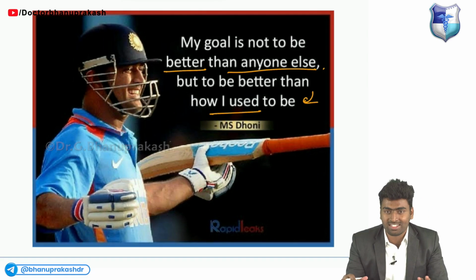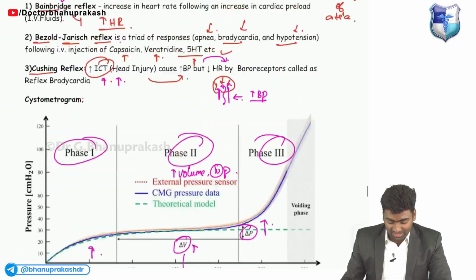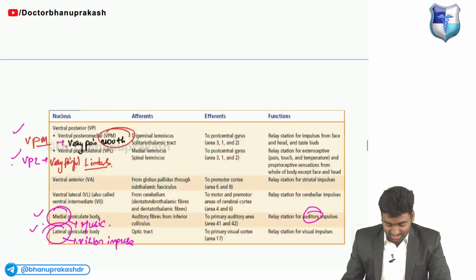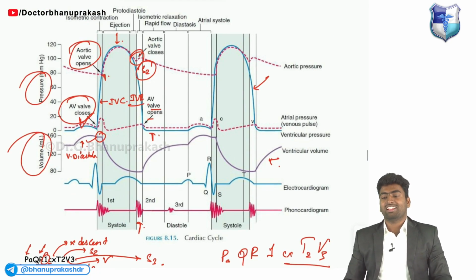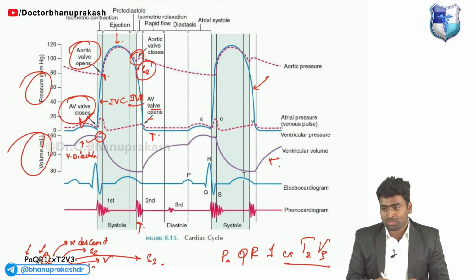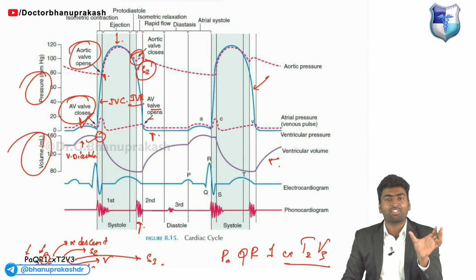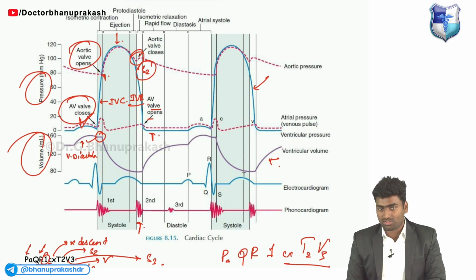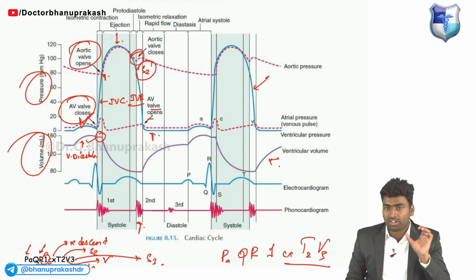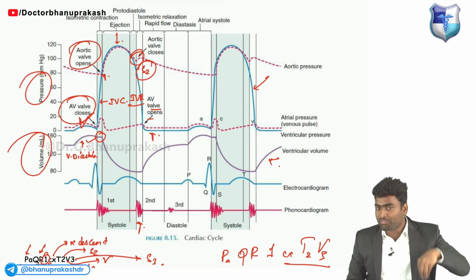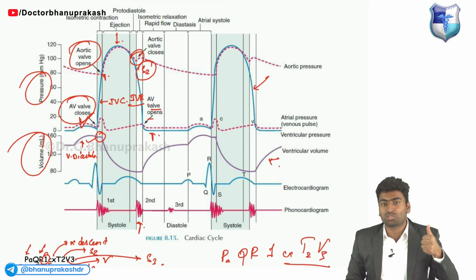And whoever didn't understand the cardiac cycle, check it out. In the cardiac cycle there are a few phases. I'll give you a small glimpse. Initially there is ventricular filling, followed by ventricular contraction, and followed by ventricular diastole. Ventricular filling is the ventricular diastole, so during ventricular diastole the blood should come and fill.